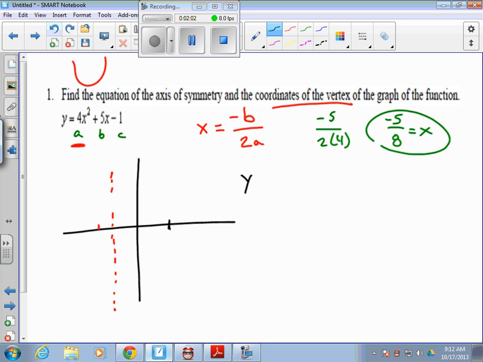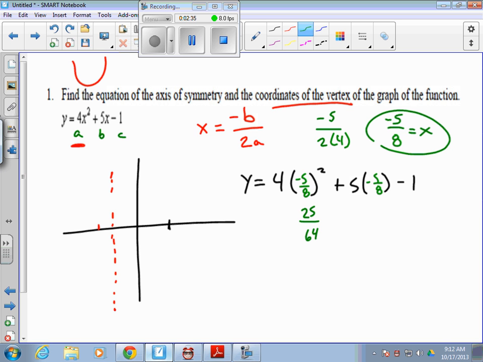So take the original equation, y equals 4 times x squared plus 5 times x minus 1. But we have a value for x. We just found it. It's negative 5 over 8. So in place of all of the x's, we'll just plug in negative 5 over 8. You have to square negative 5 over 8 first. 5 times 5 is 25, and 8 times 8 will be 64. Remember, you have to square both of them.